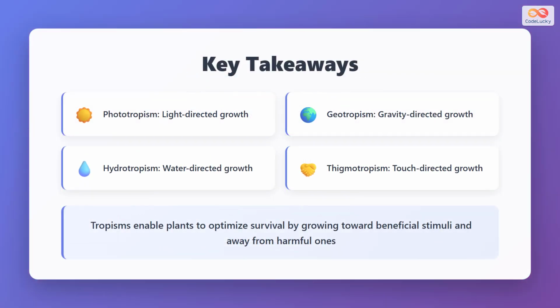Let's review the main types of tropisms. Phototropism allows light-directed growth, helping plants maximize photosynthesis. Geotropism provides gravity-directed growth, ensuring roots go down and shoots go up. Hydrotropism enables water-directed growth, crucial for finding moisture. And thigmotropism facilitates touch-directed growth, allowing climbing plants to find support. Together, these tropisms enable plants to optimize their survival by growing toward beneficial stimuli and away from harmful ones, demonstrating the remarkable adaptability of plant life.